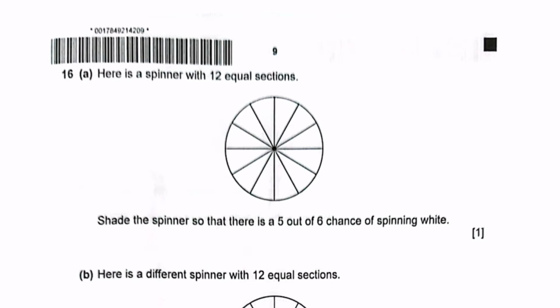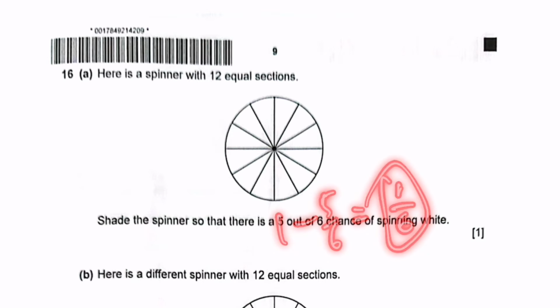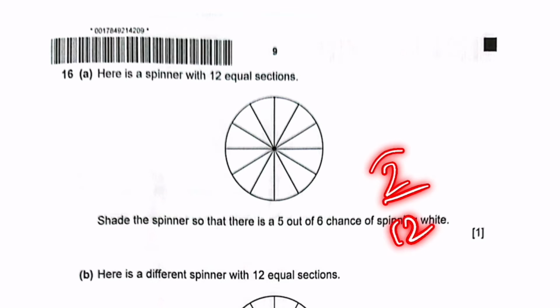A. Here's a spinner with 12 equal sections. Shade the spinner so that there's a 5 out of 6 chance of spinning white. So we need to shade 1 minus 5 by 6, which is equal to 1 by 6 of the spinner, which is 2 by 12, 2 sections.